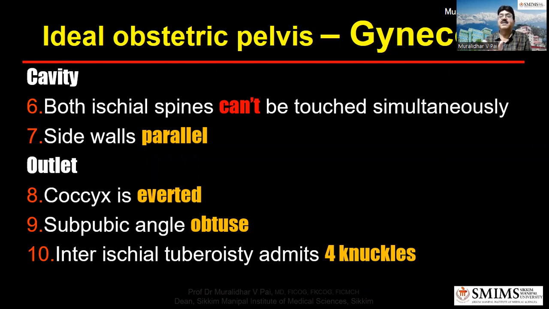And then when I come down, the side walls are parallel. I finished with the mid cavity, everything is fine. Now I try to go for the outlet. As I come down, I hit the coccyx, it is everted, and then I just rotate my fingers from like this to like this. The subpubic angle admits 2 fingers, and now I totally come out. The ischial tuberosities in between them, they admit 4 knuckles. So this is a perfect gynecoid pelvis, round and nice at all levels, minimum 10 centimeters. I think you can remember this for your life.